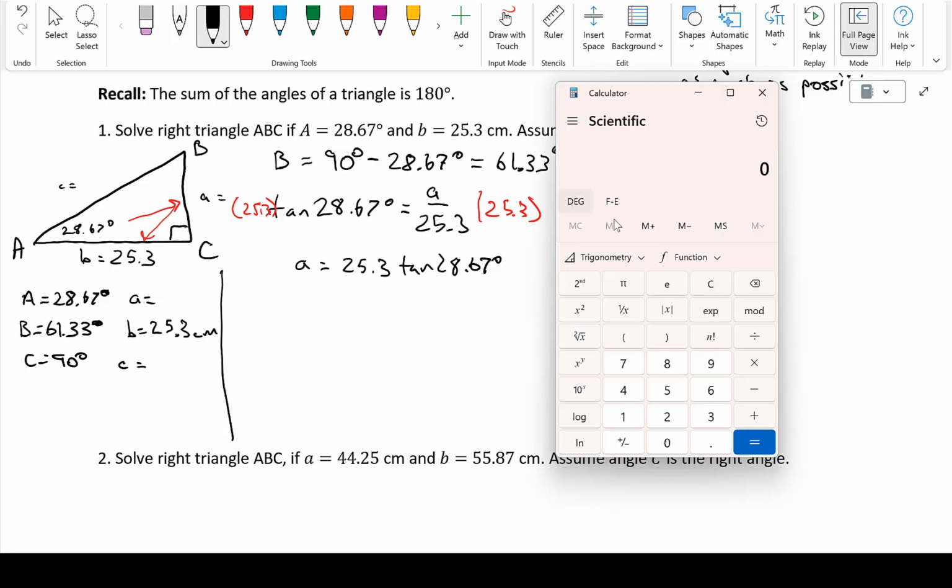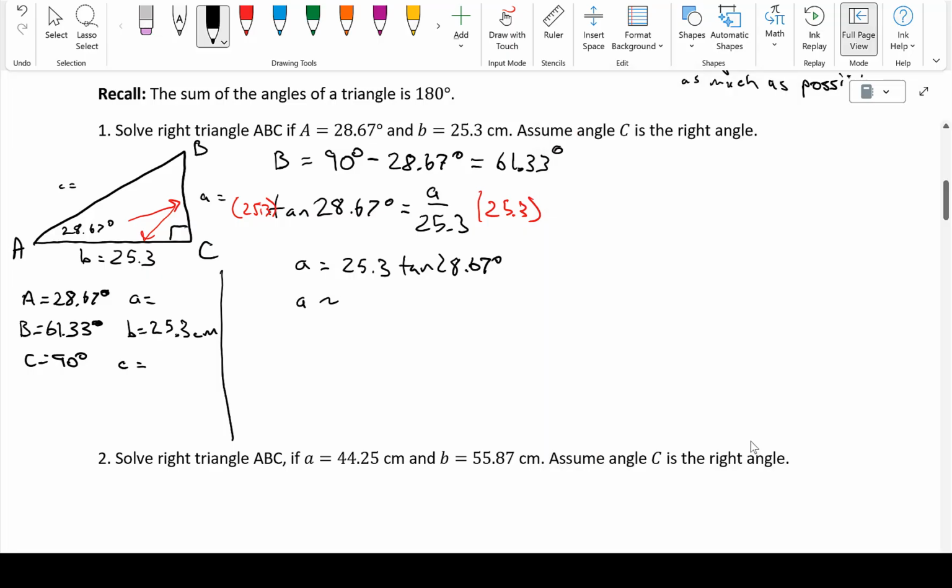So if we pull up our handy dandy calculator, we are in degrees. Make sure your calculator's in degrees. We've got 25.3 times tangent. When you hit tangent on your calculator, you want to hit that first. If you've got one like the one on the computer here, you want to get to 28.67 first, and then hit tangent so it evaluates what's on screen. And then we can multiply to get our side length, 13.8 here. So little a is approximately 13.8 centimeters.